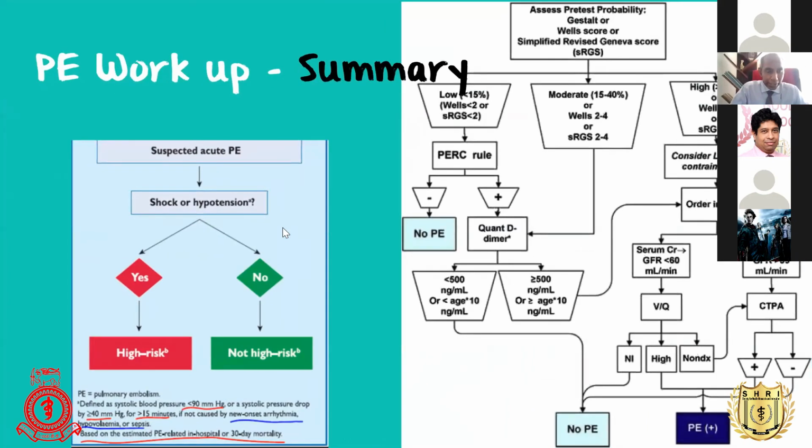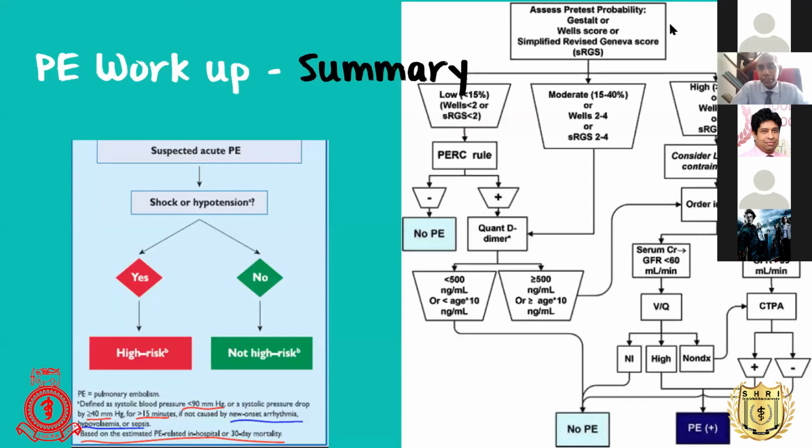Workup. As I mentioned, if the patient is having high suspicion of PE with hemodynamic compromise, that means the patient is having high risk pulmonary embolism. If the patient's hemodynamic status is normal or okay, that patient has a non-high risk presentation. Those non-high risk presentations should be risk stratified in order to direct appropriate investigations.